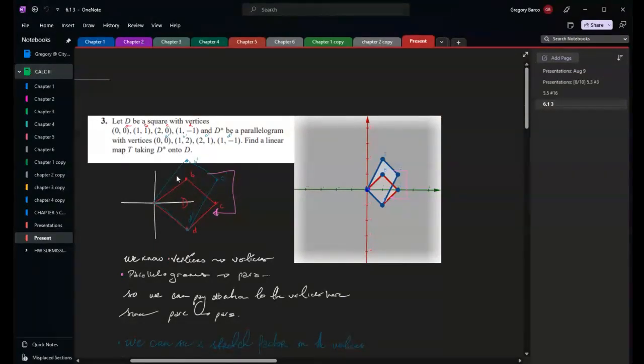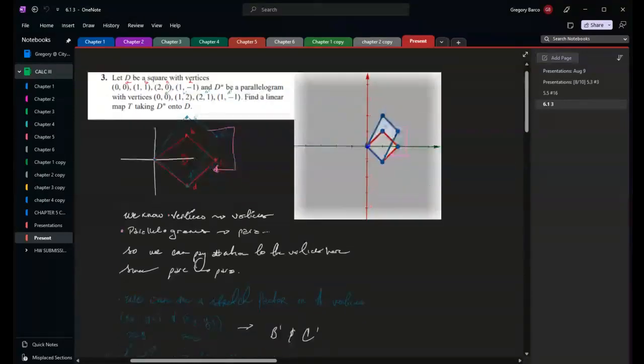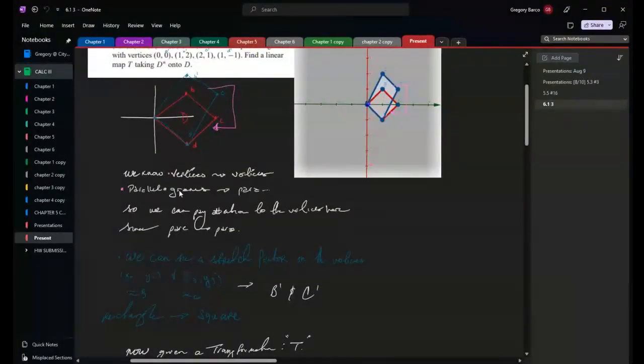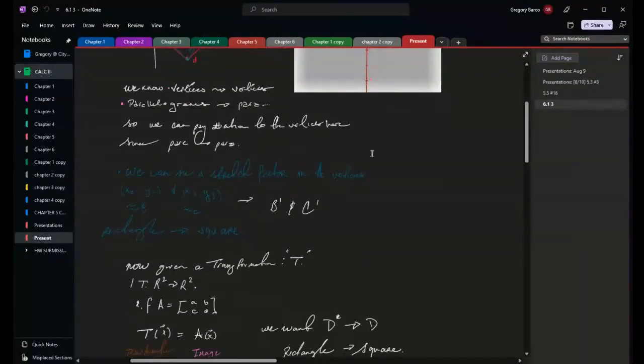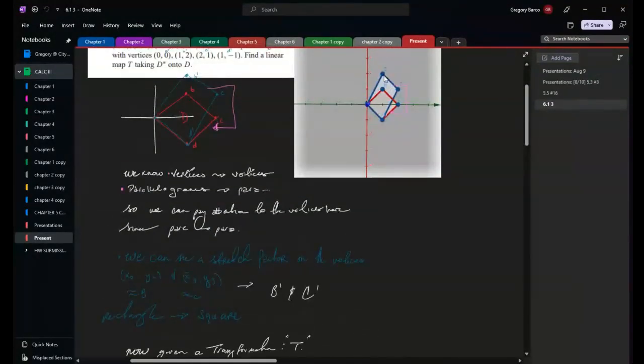The original figure that we have here is the parallelogram that we want to map onto this square that I labeled D in red. Something we should know is that vertices will map to vertices and a parallelogram will be mapped to a parallelogram. So we can just pay attention to the vertices, since we already know we're going to end up with a parallelogram. The points that get stretched would be B and C, which would map to B prime and C prime.